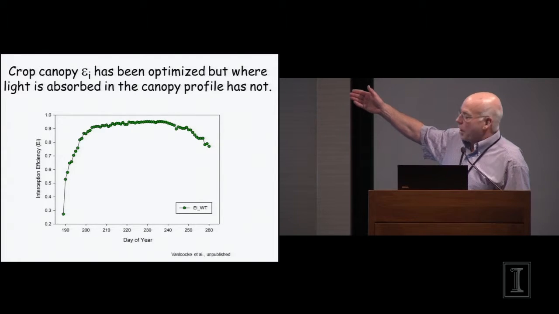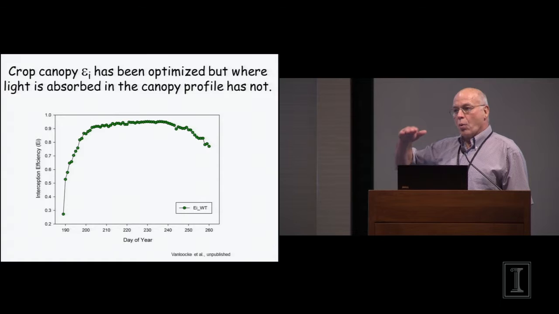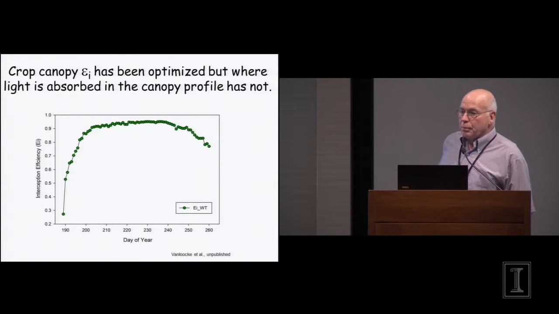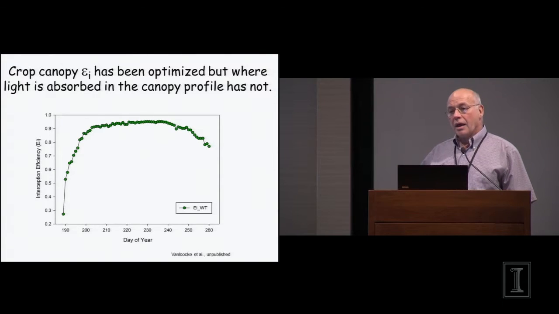But what you see is by about day 200, when the plants have gotten to the point where they have about 2 to 2.5 times the leaf area than there is ground area, you're up around 90% saturation, or 90% EI. And so if you integrated that across the entire growing season, these soybean canopies are capturing 80% or more of the total available light.